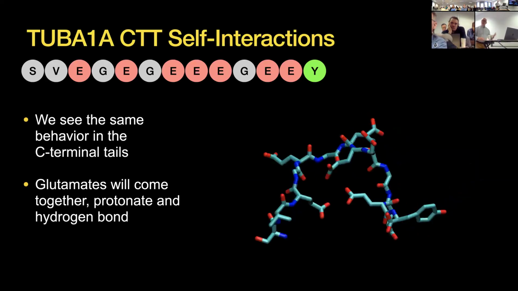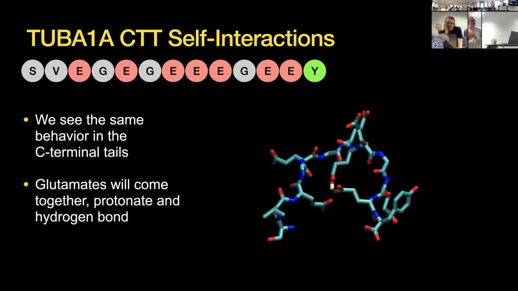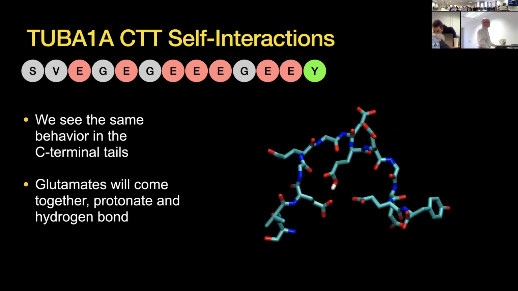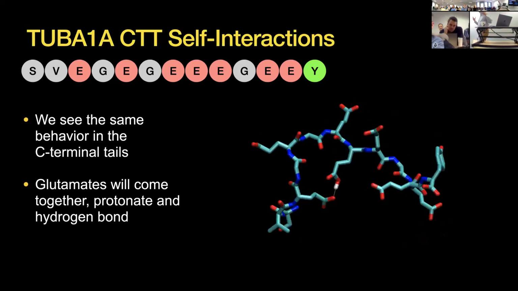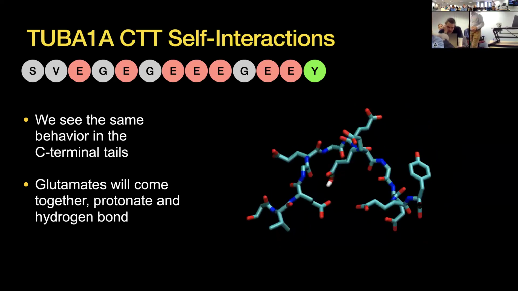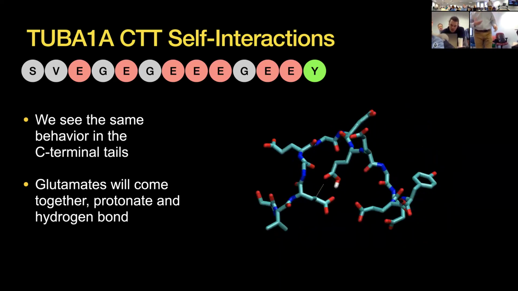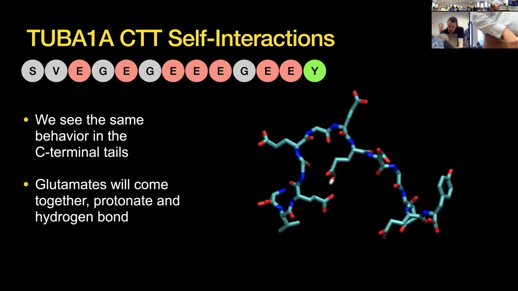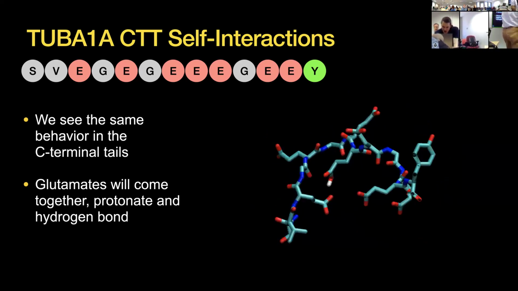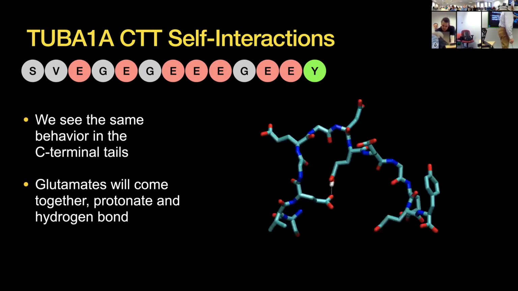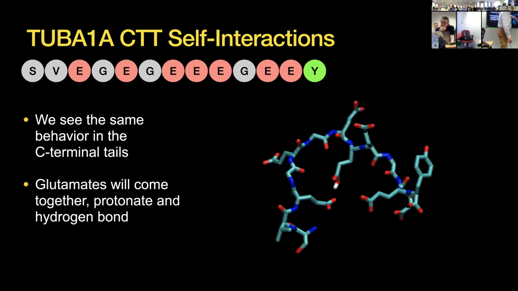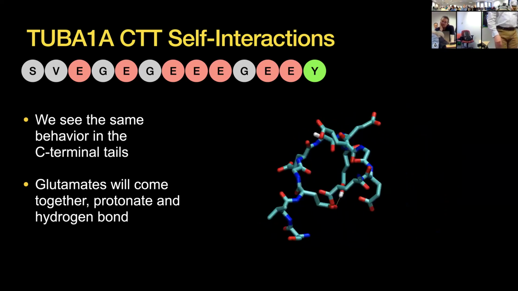So the tubulin tails are the same thing, right? I've got all of these different acidic groups that, again, are maybe not fixed in close proximity, but certainly are next to each other and encounter each other quite a bit. And what we actually see is that they will come close together. For example, this is this glutamate here as well as glutamate here. They come together and hydrogen bond and form these kind of long-lived interactions.